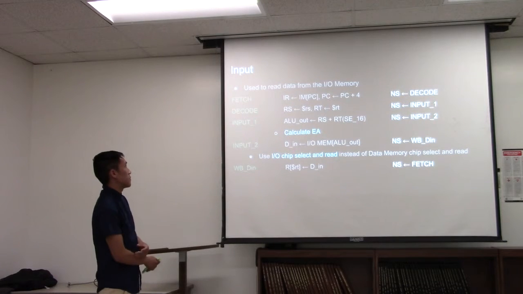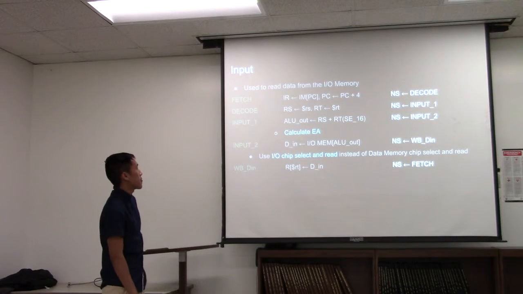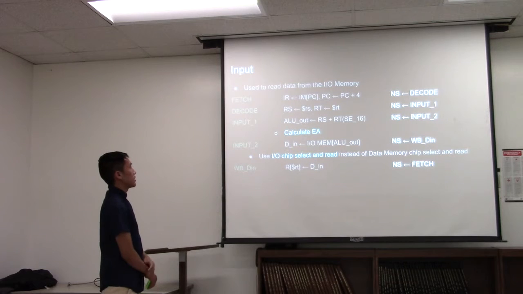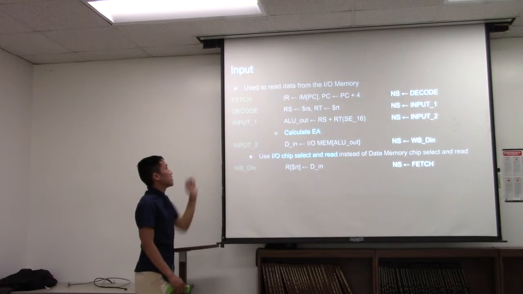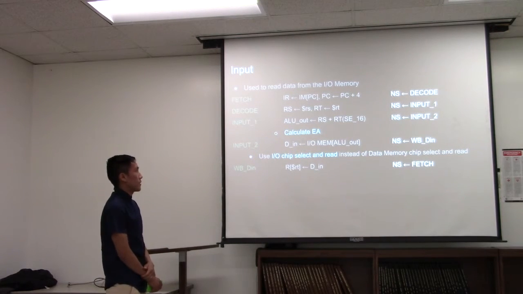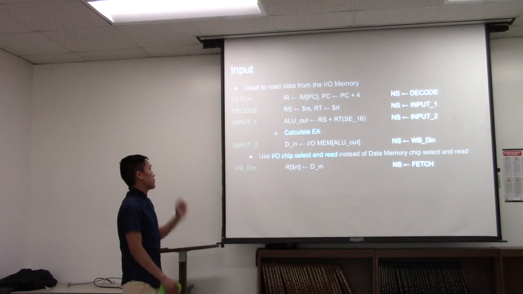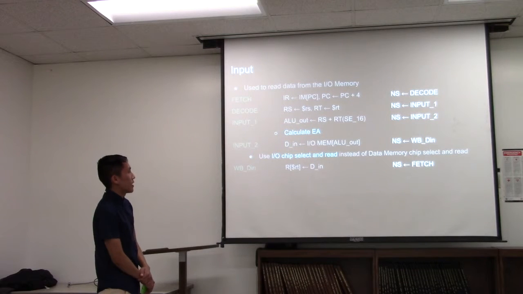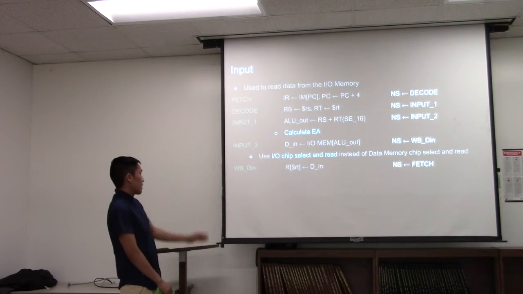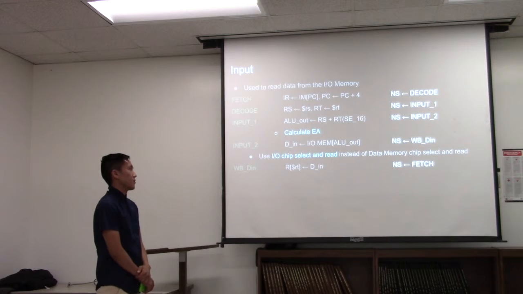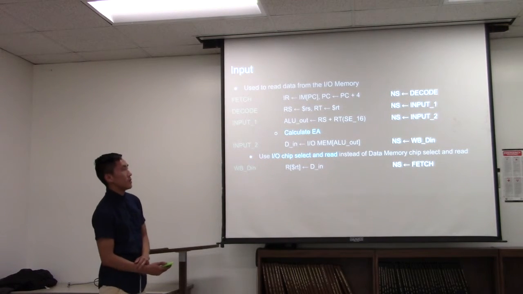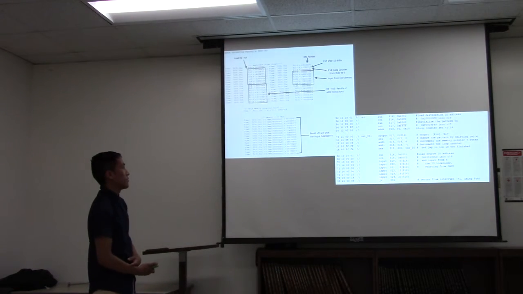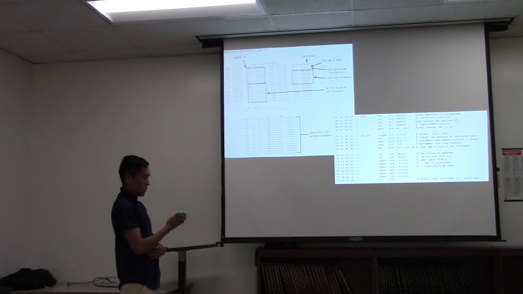For input, it's the same thing. We read from I/O memory instead of write. The first two states are also fetch and decode. The first input state is to calculate the effective address, and then in the second input state we use that address of where you want to read data from I/O memory. And then we go to the write back state, which is writing to the register. And we also use the I/O chip selects and I/O reads instead of data memory chip select and data memory read.